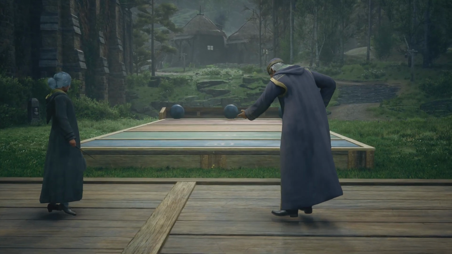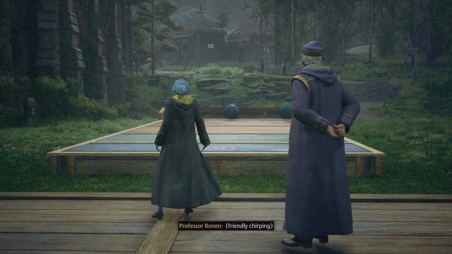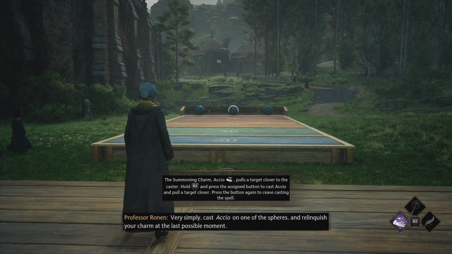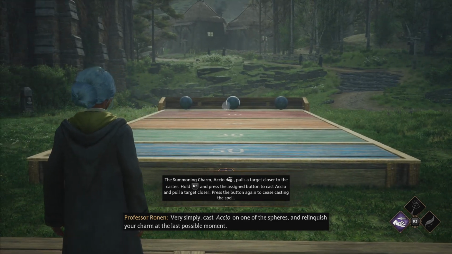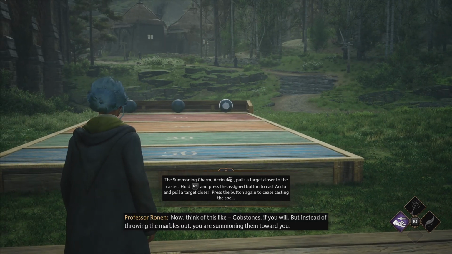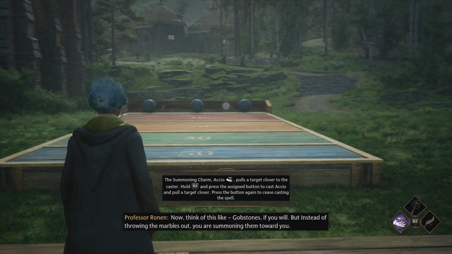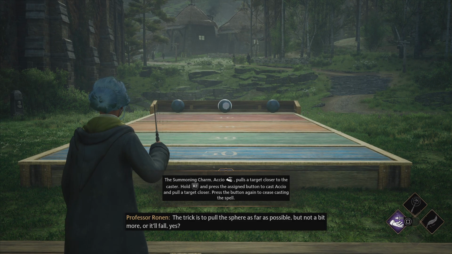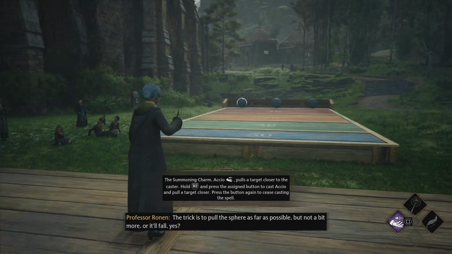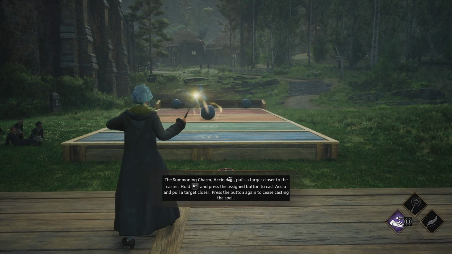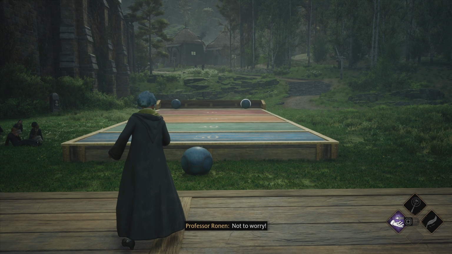Very simply, cast Accio on one of the spheres and relinquish your charm at the last possible moment. Now, think of this like gobstones, if you will, but instead of throwing the marbles out, you are summoning them toward you. The trick is to pull the sphere as far as possible, but not a bit more, or it'll fall, yes? Now, I could keep talking. Excellent. Not to worry.